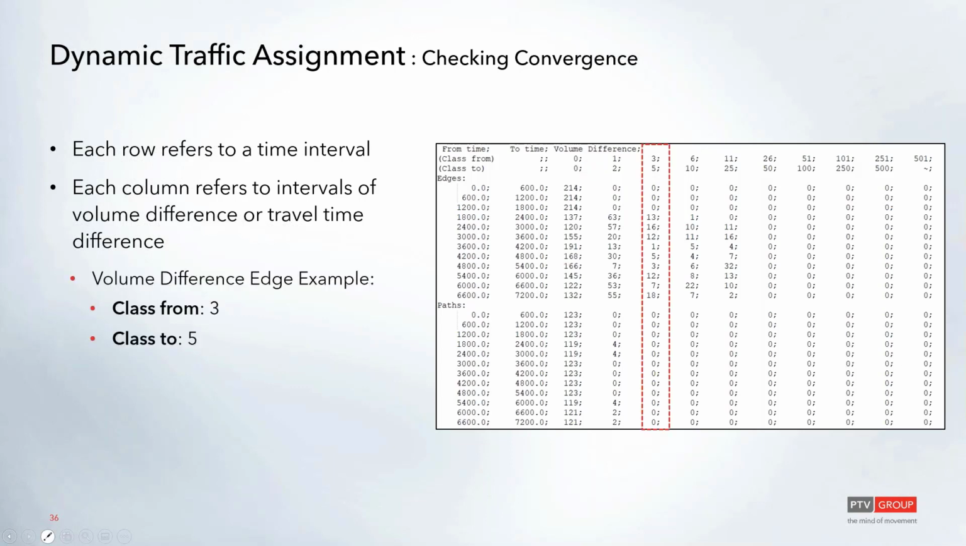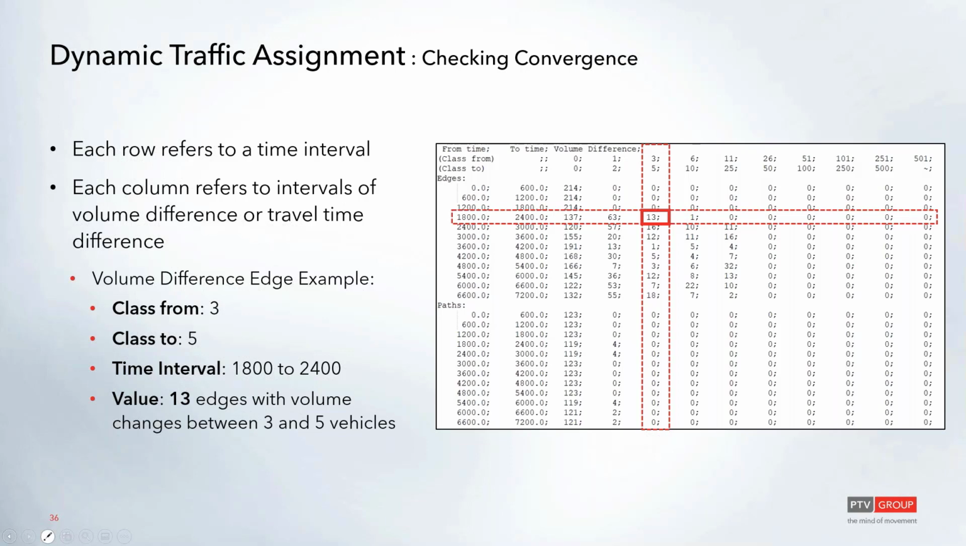So here's just a quick example. In this case, we're going to be looking at edges that contain a volume difference between 3 and 5 vehicles. So we're just going to look at this particular class information here. And then if we take a look at this time interval from 1800 simulation seconds to 2400 seconds, we will find that in this particular iteration, there were 13 edges with volume changing between 3 and 5 vehicles.